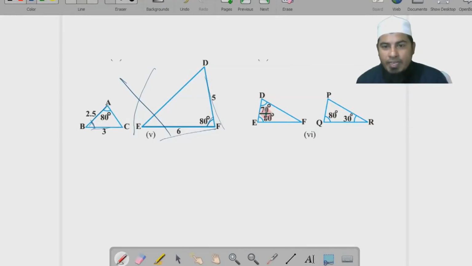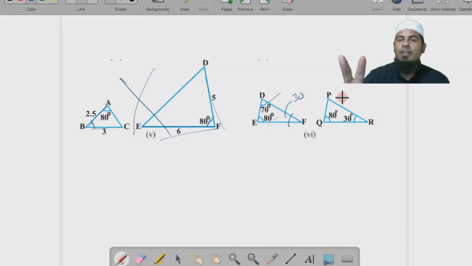If you check here, one angle is 70, one angle is 80. If you cross-check here, 80 and 30: if we apply the angle sum property, 80 plus 70 is 150. If I subtract from 180, I'll get this as 30. Yes, if you now check it out, 80 and 30, two angles are equal. It means that these two triangles are similar by the AA similarity criterion. So I hope you understood.